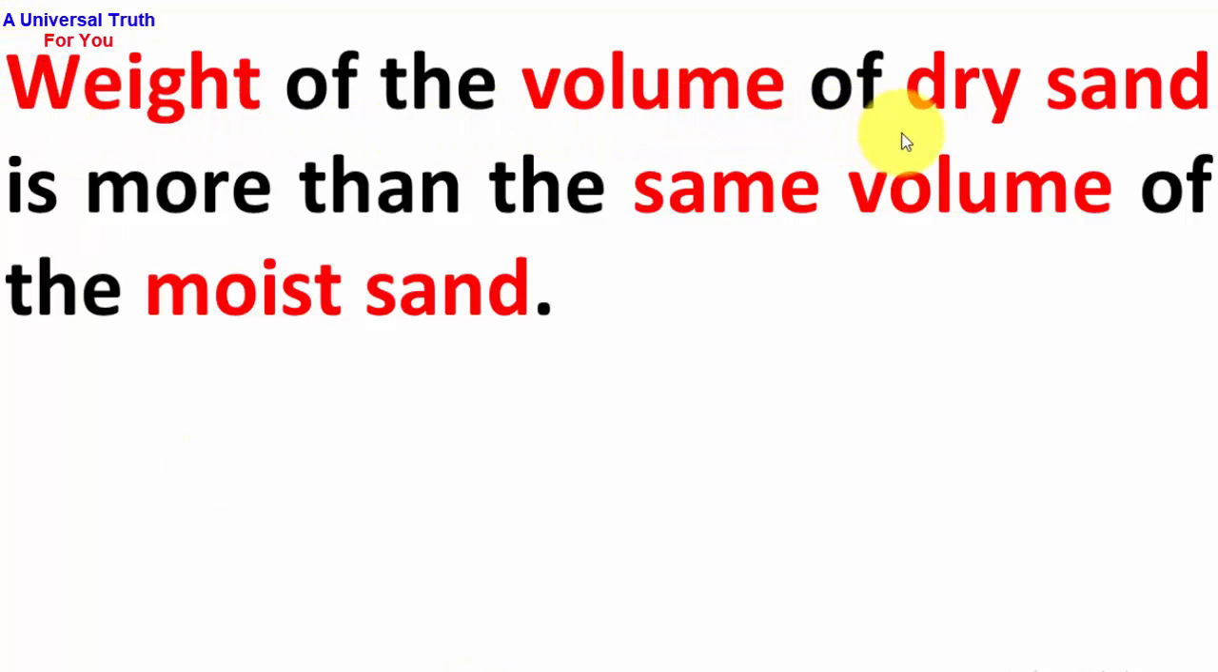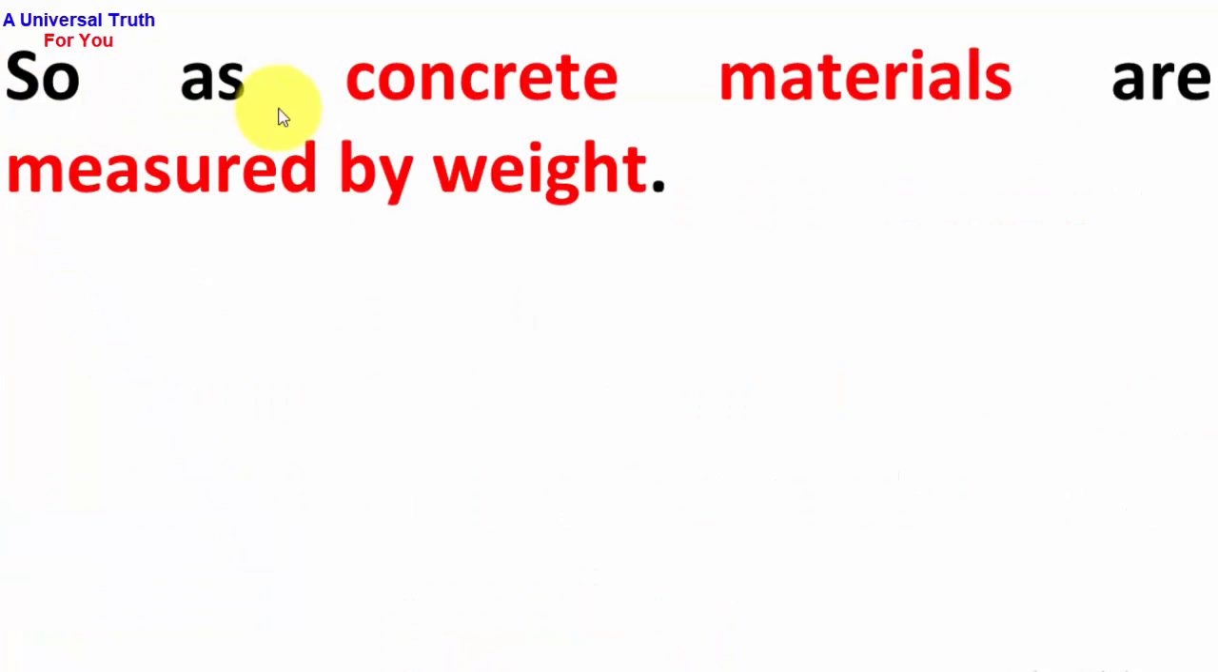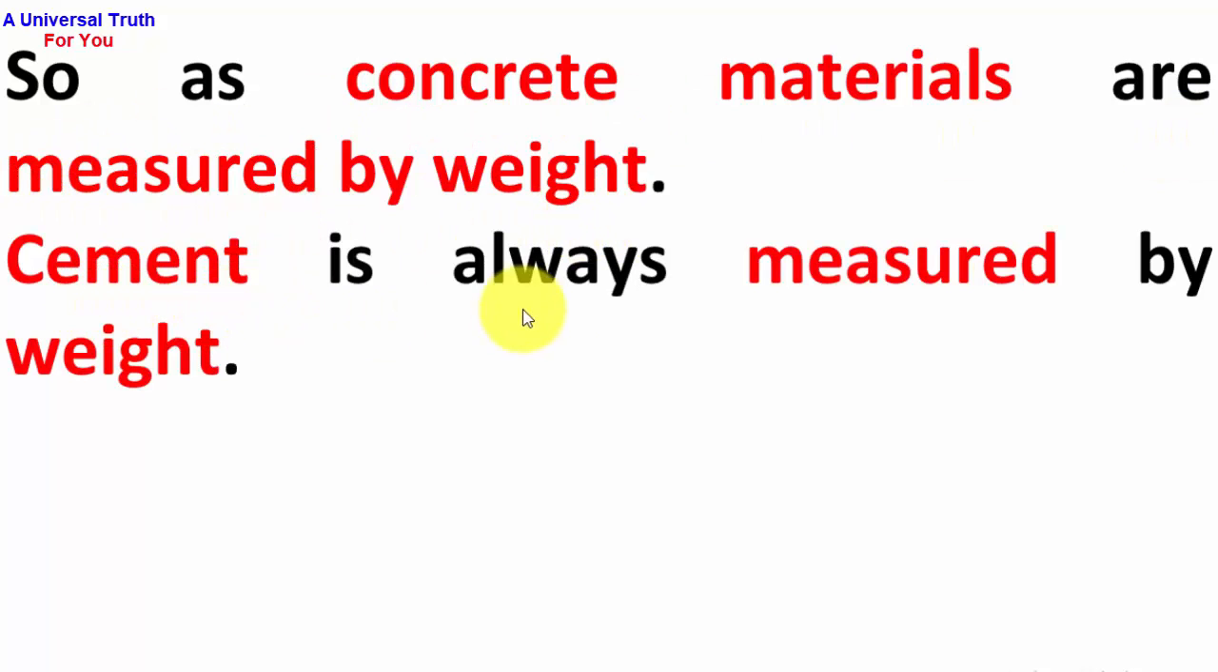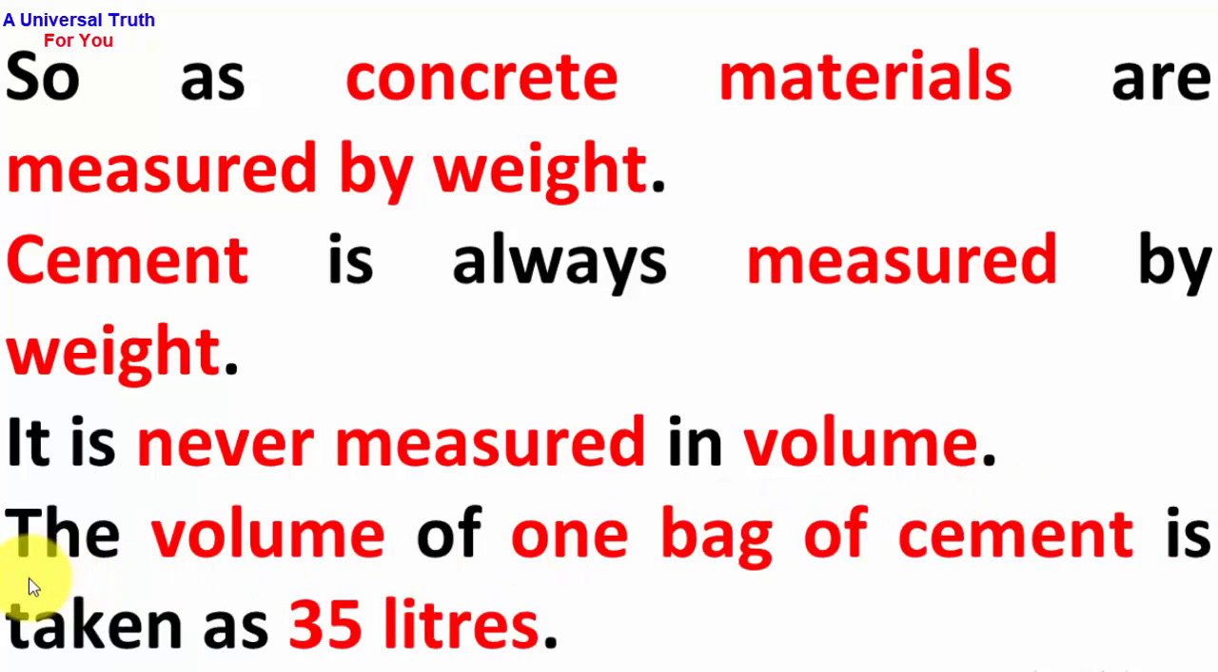The weight of a volume of dry sand is more than the same volume of moist sand. The amount of solid granular material in a cubic meter is an indefinite quantity. So, as concrete materials are measured by weight, cement is always measured by weight, it is never measured in volume. The volume of one bag of cement is taken as 35 liters.